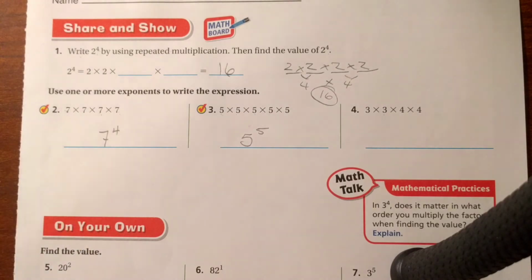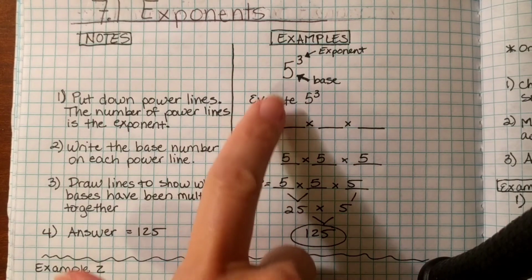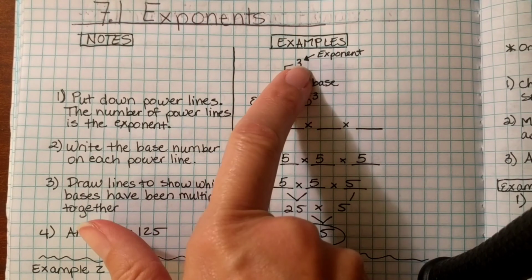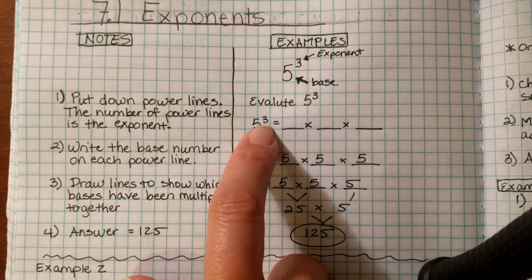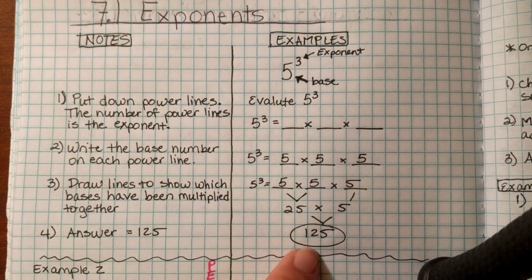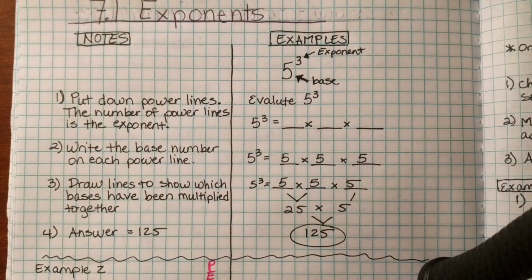All right, let's take a look at our notes. All right, here we are with our notes. 5 to the 3rd power, 3 is the exponent, 5 is the base. We put down 3 power lines because that's our exponent. Multiply it out, you come up with 125. And here are all the steps.